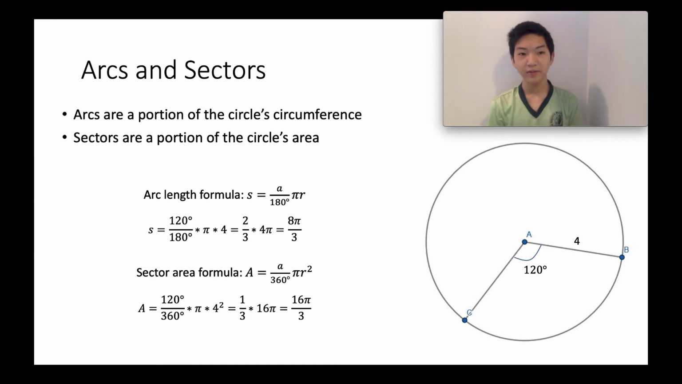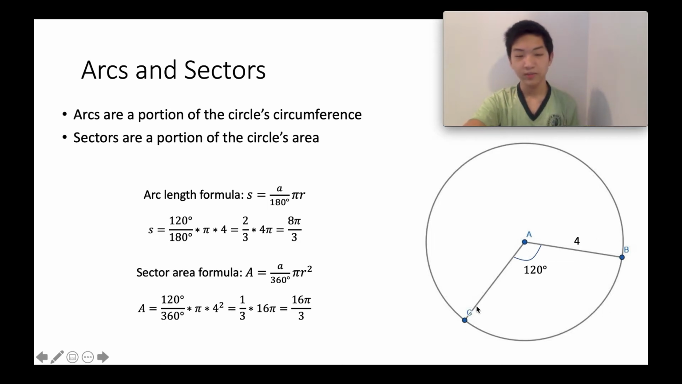Next, I'll be covering arcs and sectors. Arcs are a portion of the circle's circumference. So we can see here that if we were to say arc CB, that would be referring to this portion of the circle's circumference. Now sectors are a portion of the circle's area. The sector that corresponds to that arc would be CAB. It'd be this entire area here.